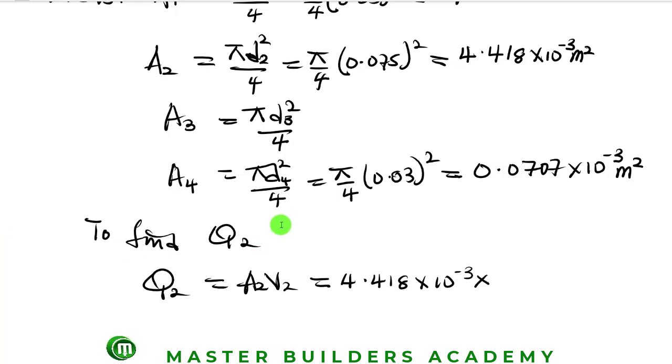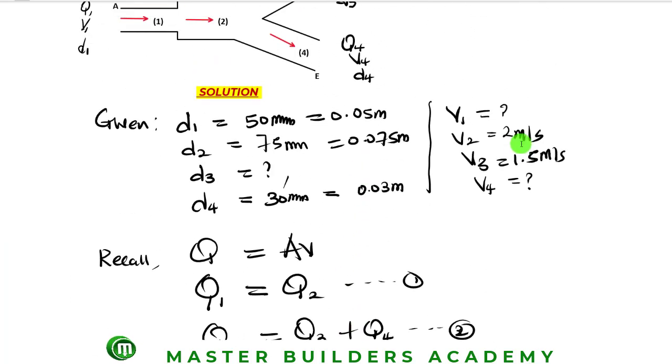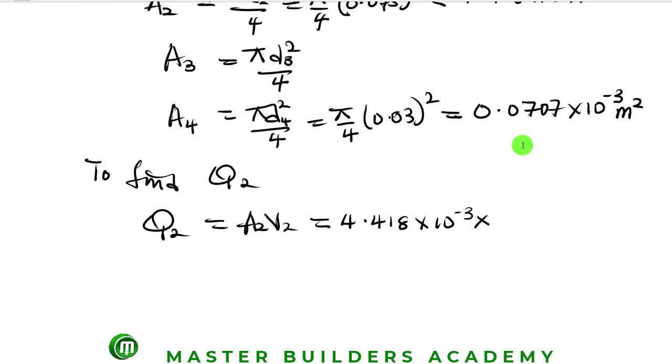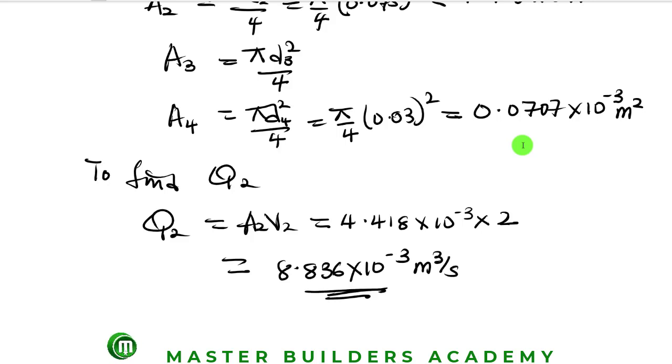Now if you check up here, you will find that the velocity for section 2 was given as 2 meters per second. So we need to multiply that. Let's move down. We have 2 meters per second. So now when we multiply this, our answer becomes 8.836 multiplied by 10 raised to the power of -3 meter cube per second. So guys, we have been able to find Q2.